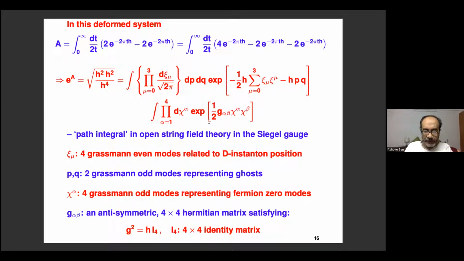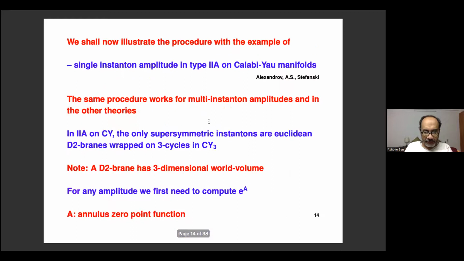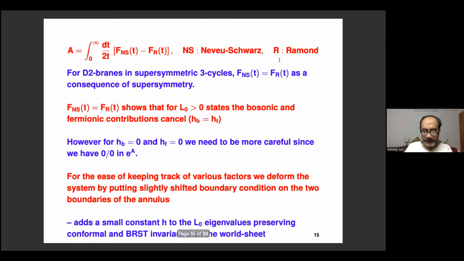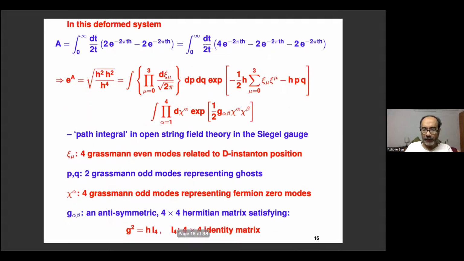In fact, this I could have done even at this stage, when I first showed you the square root of h_b over h_f over h_b. At this stage itself, I could have said that I could rewrite this as a path integral. These are like path integrals over fermions, which give contribution in the numerator. These are the path integrals over bosons, which give contribution in the denominator. That's the way string field theory reproduces this answer. And that's what I'm doing here, except that I have just eliminated all the massive string modes to make life simple, because their contribution cancels anyway.